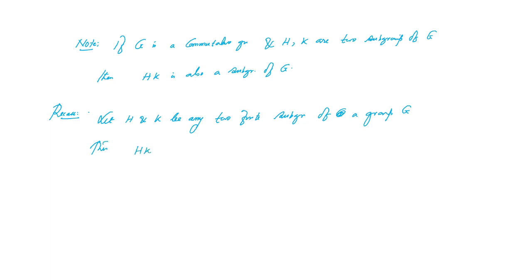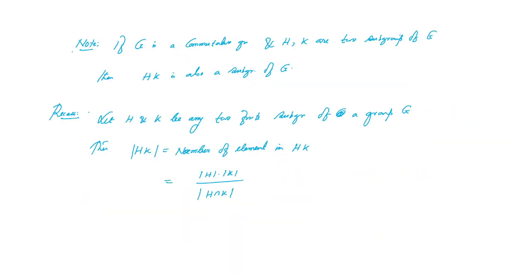what should be the number of elements in HK? The number of elements in the product HK will be order of H into order of K divided by order of H intersection K, because HK is a subgroup, so H intersection K must be a subgroup. So we can find out the order of H intersection K. So how many elements exist in the product HK? That we can say easily.